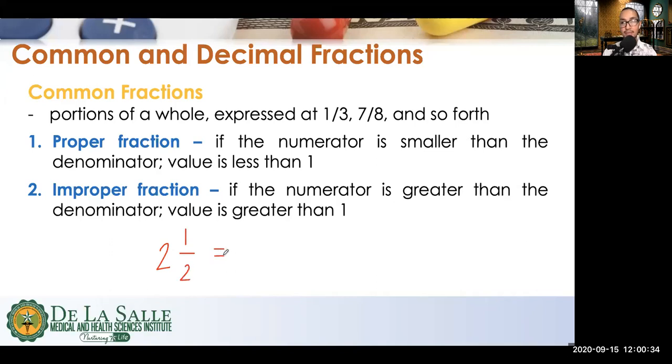So remember what I said earlier, the mixed number can actually be converted into an improper fraction. So for example, 2 and 1/2 is actually 2 times 2 is 4 plus 1 is 5. So 5/2. So this is your mixed number and this is your improper fraction.